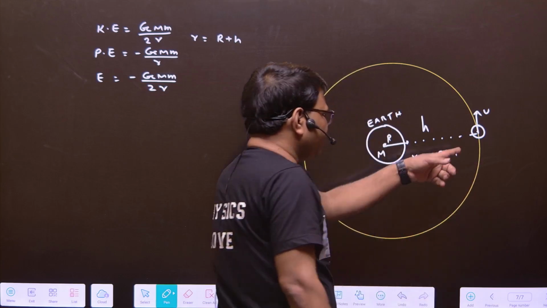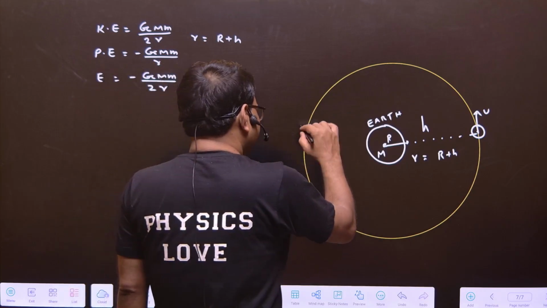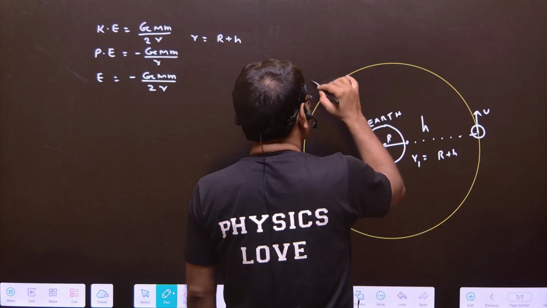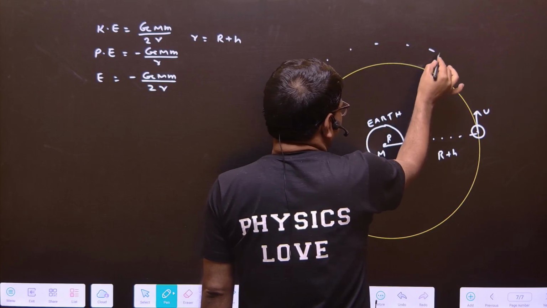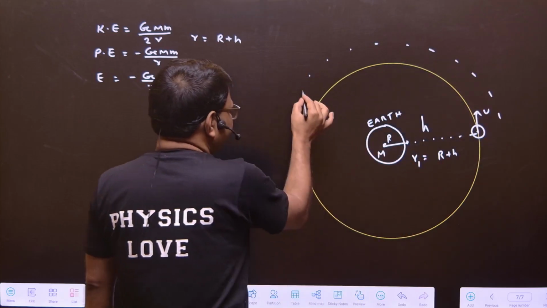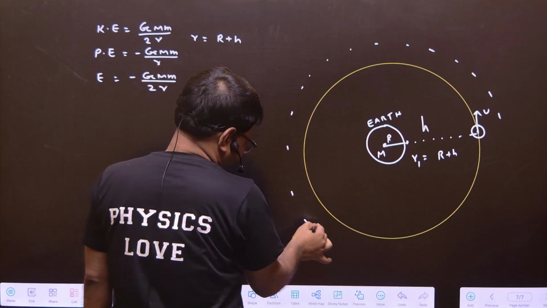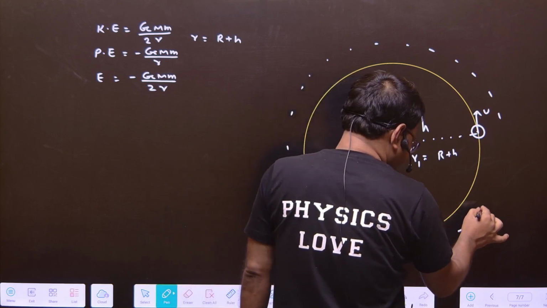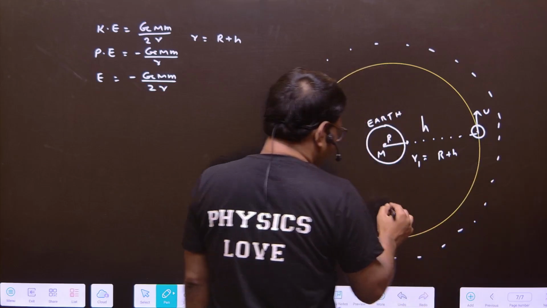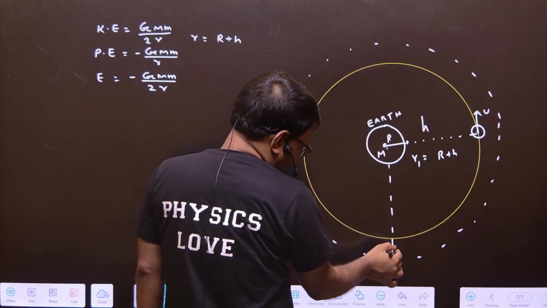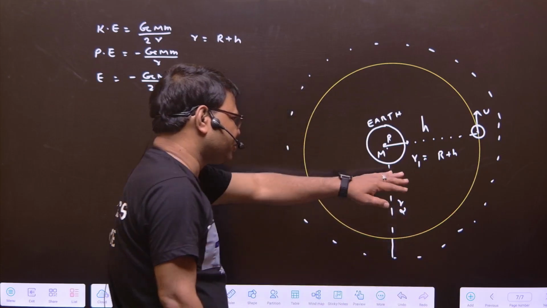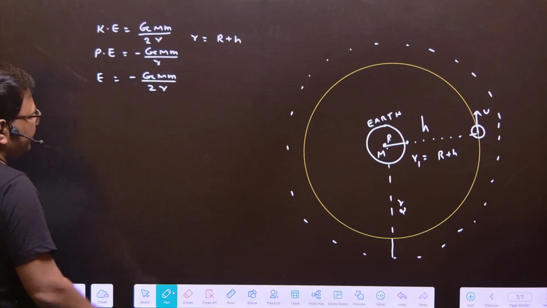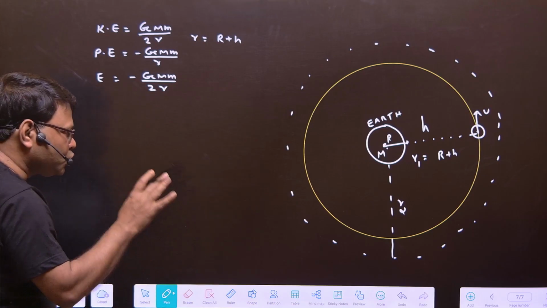Clear? So one orbit is like this. Assume this is the first orbit, R1. Another orbit from the center of the earth like this, having a radius from the center of the earth, assume R2. I have just drawn it like this. I will tell the significance. Now see here, R is the distance from the center of the earth to the satellite.